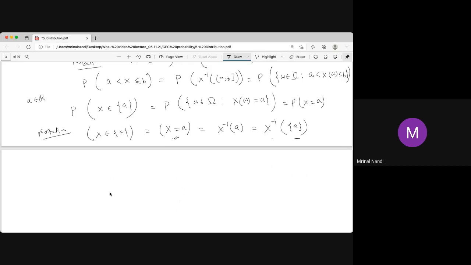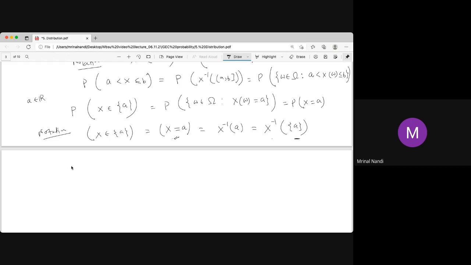So now we have this X and we have these different types of subsets of the real numbers, and we want to find the probability of X belonging to that subset of real numbers. Obviously, the subset is a Borel set, in the Borel sigma algebra. But forget about this. All these intervals and everything are Borel sets.